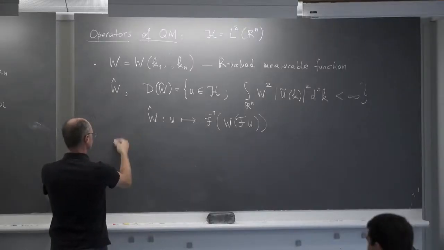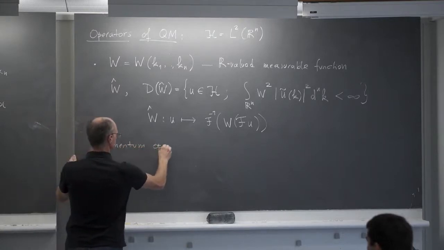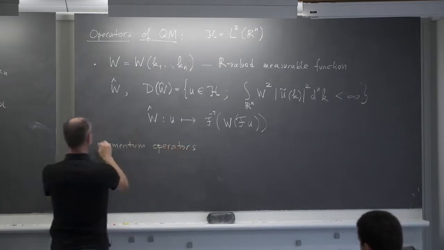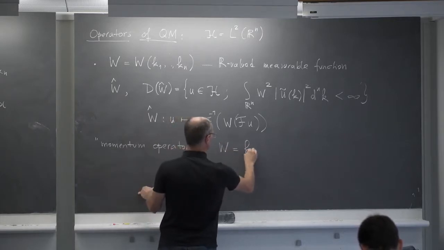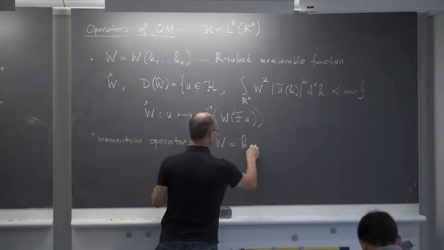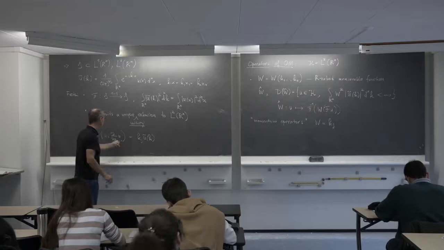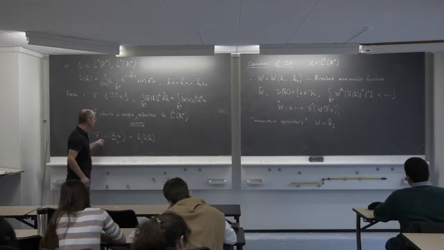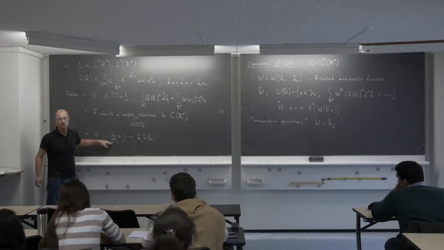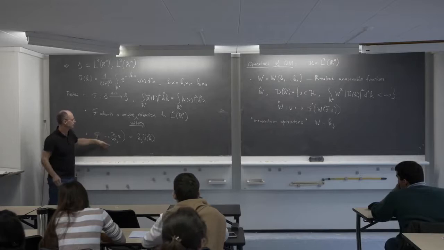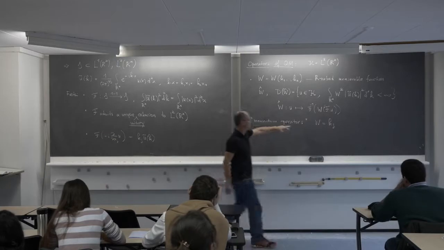Of course, the so-called momentum operators, which correspond to W equal to some kj. And we see that on an appropriately chosen domain, we can also identify them with minus i d over dxj. But of course, this would hold on part of the domain. So that's the real definition.